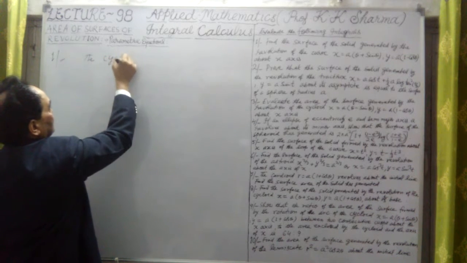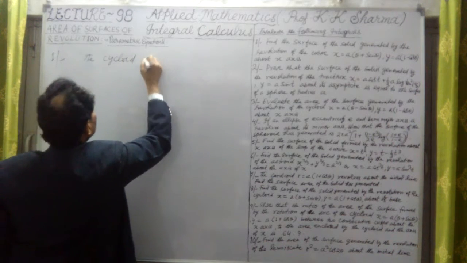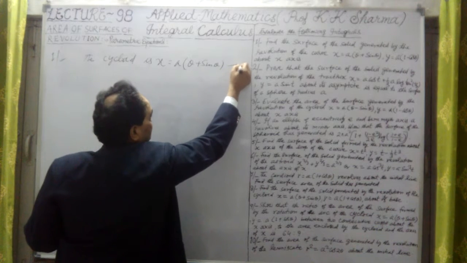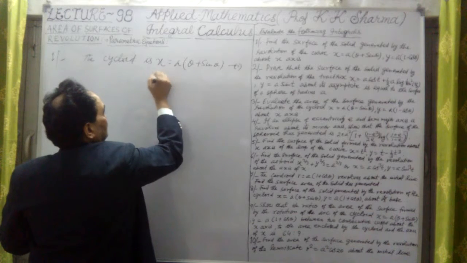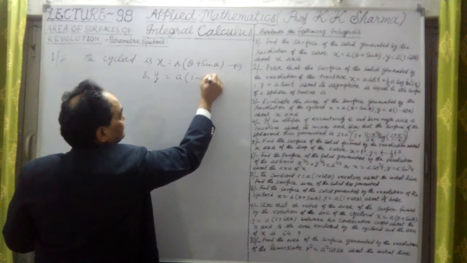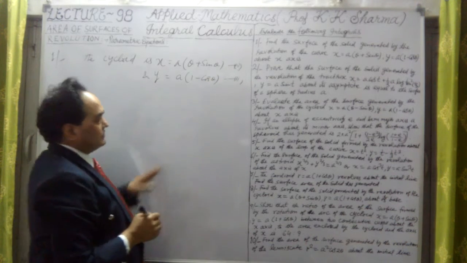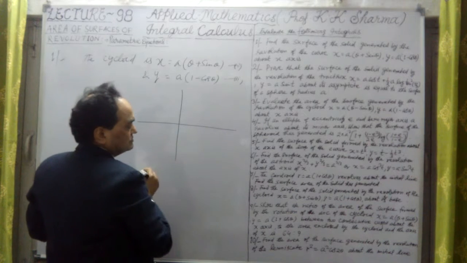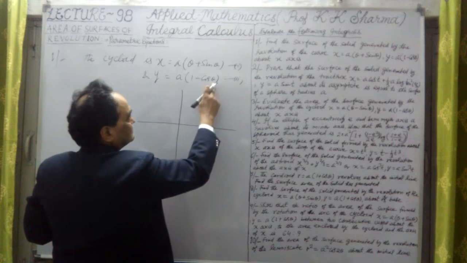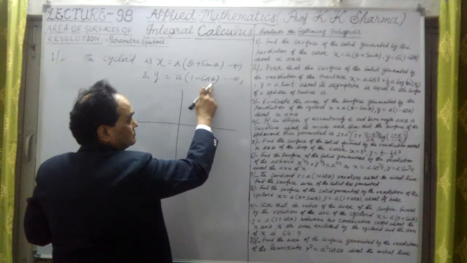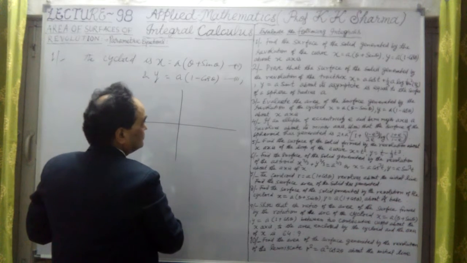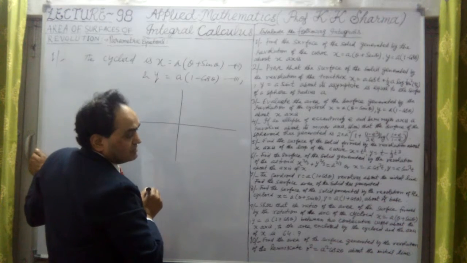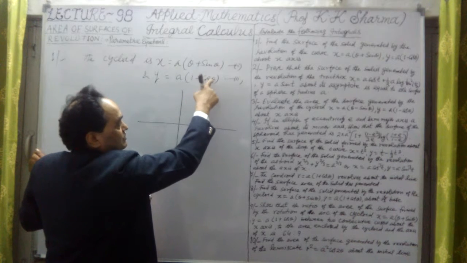The cycloid is x equal to a into (theta plus sine theta). This is the first equation in parametric form, and y is equal to a into (1 minus cos theta). This is the second one. Now if I put theta equal to 0 in case of y, what is the form of the curve here? Let me take theta equal to 0. Cos 0 is 1, so 1 minus 1 is 0. At 0 it is 0. And when I put pi, it is 1 plus 1, it is twice a. At pi it is twice a. At 2 pi it is 0. Why? Because cos 2 pi is 1, positive, 1 minus 1 is 0.